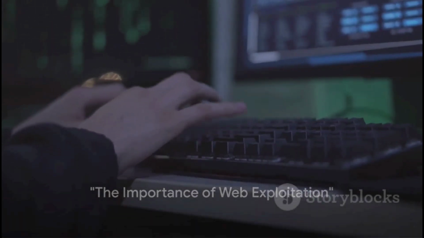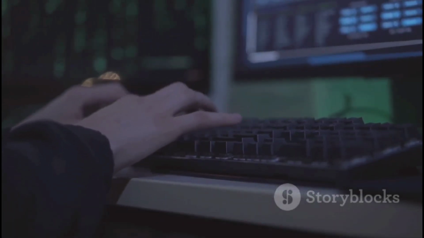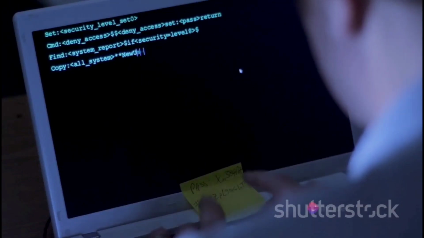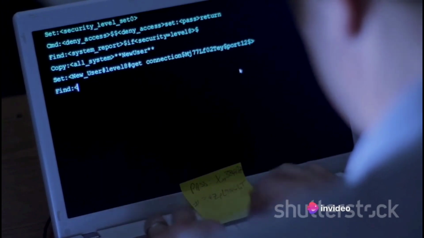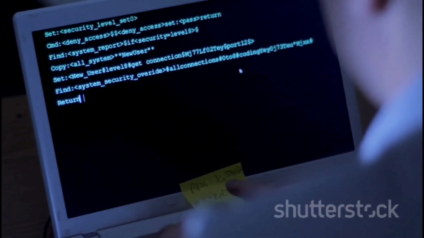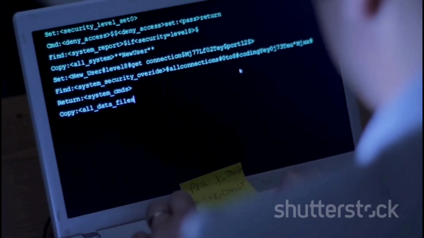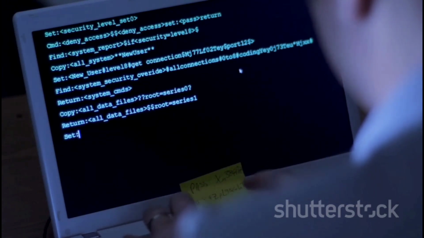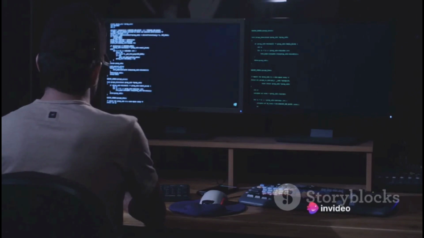Because it's crucial to both offensive and defensive cybersecurity. Web exploitation is in many ways akin to a chess game. It's a constant battle of wits between hackers and cybersecurity professionals. In this digital age, understanding web exploitation is a fundamental skill necessary for both sides of this ongoing battle.